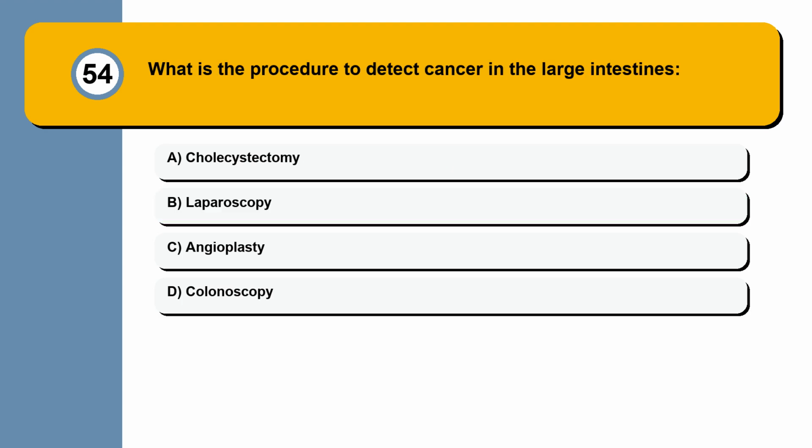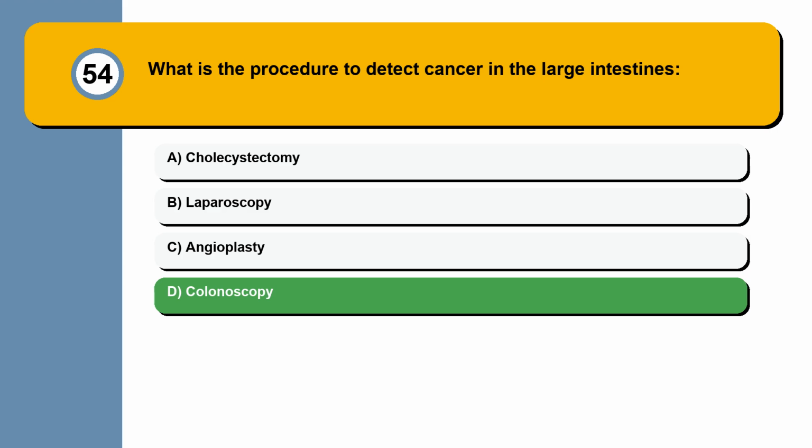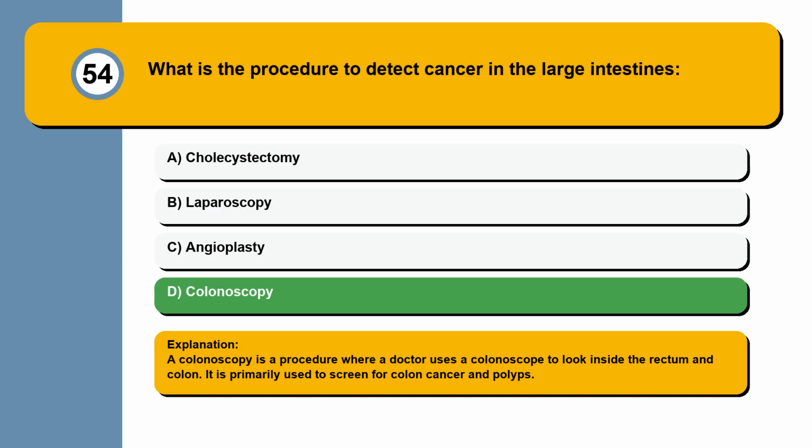Question 54. What is the procedure to detect cancer in the large intestines? Here are your options. Option A, cholecystectomy. Option B, laparoscopy. Option C, angioplasty. Option D, colonoscopy. The correct answer is option D, colonoscopy. Explanation. A colonoscopy is a procedure where a doctor uses a colonoscope to look inside the rectum and colon. It is primarily used to screen for colon cancer and polyps.